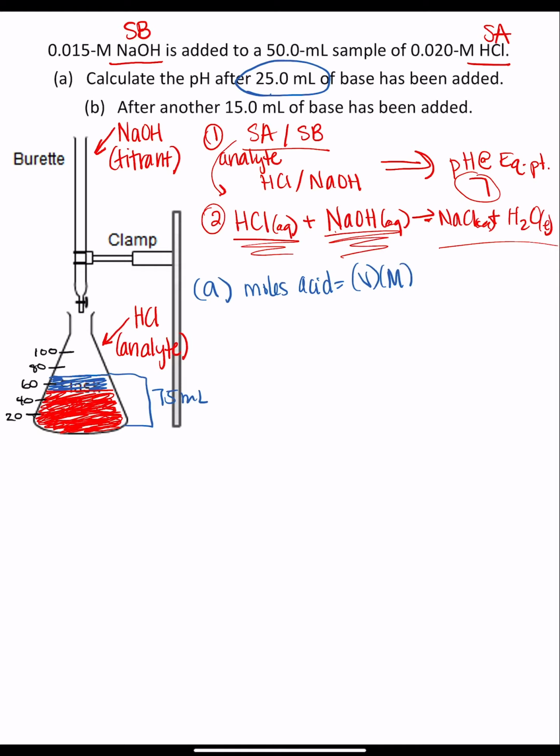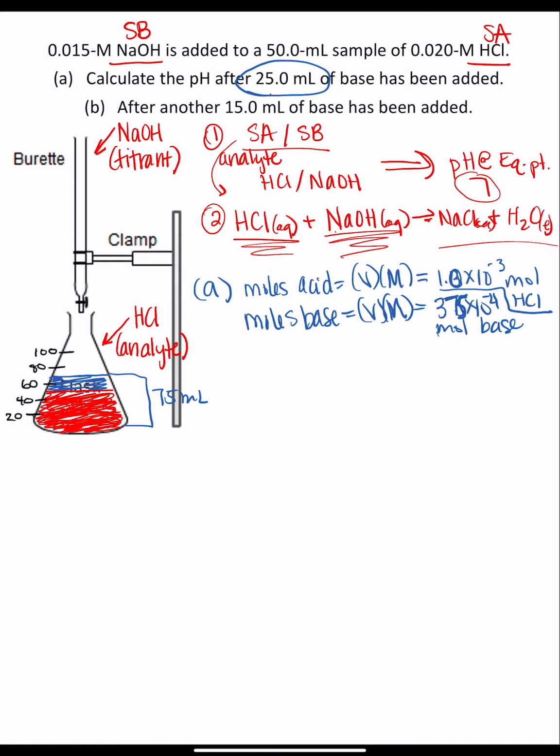And I'm going to end up with a value of 1.0 times 10 to the minus 3. That's going to be moles of HCl. That's the moles of red liquid there. I'm going to do something similar for the moles of the base. Still volume times molarity. Here I'm going to get 3.75 times 10 to the minus 4 moles of base.